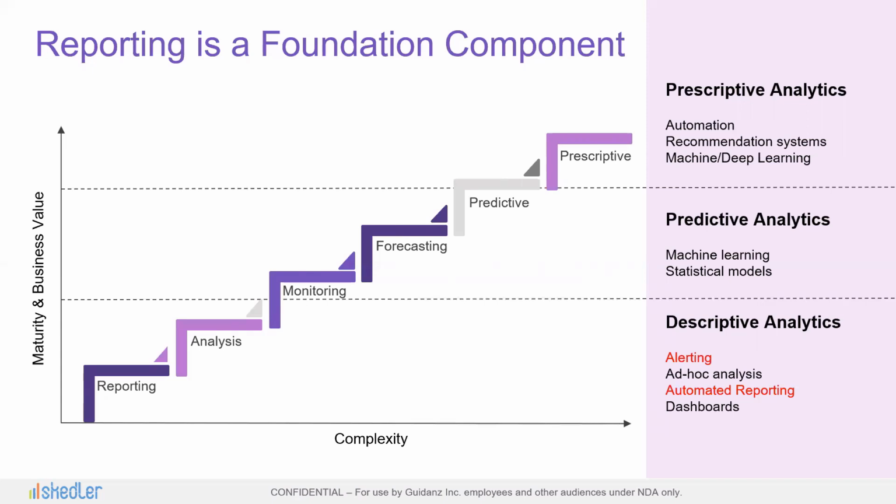Now, to step up to the predictive phase, you need to add a platform through which you can create and run statistical models and machine learning algorithms. The data needs to be integrated with your descriptive phase applications for full value. The next stage is to extend the platform for more complex machine learning and deep learning models, and integrate it with recommendation systems and automation frameworks.